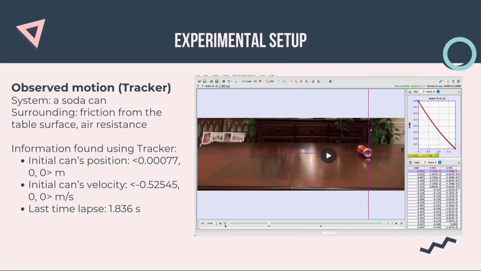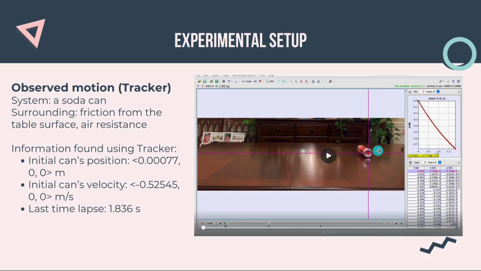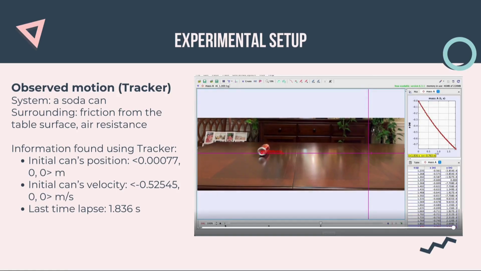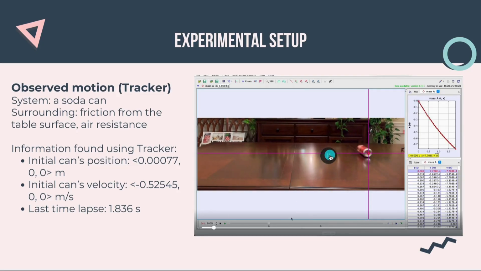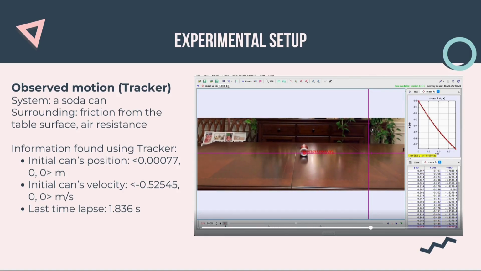And here's the experiment detail. First, observe motion, and I use Tracker to track its motion. The system here is a soda can, and the surroundings are the friction from the table surface and air resistance. And here's a video. The red dot is the one that I use to track its position.